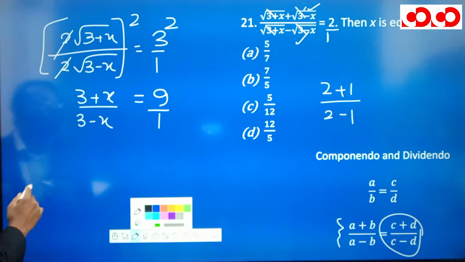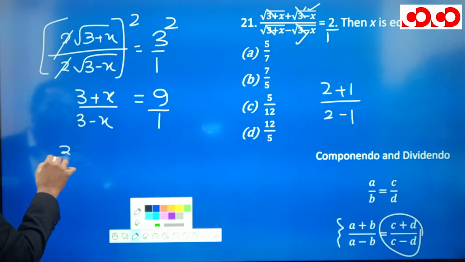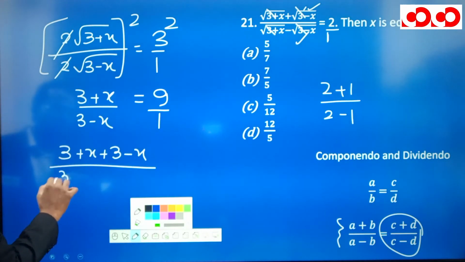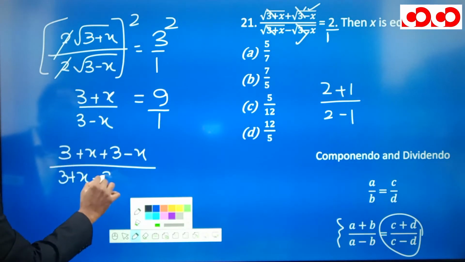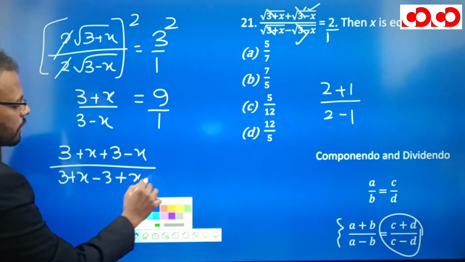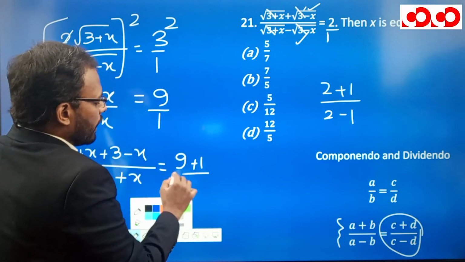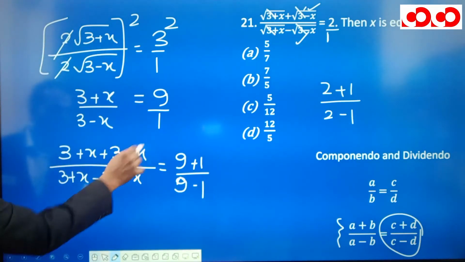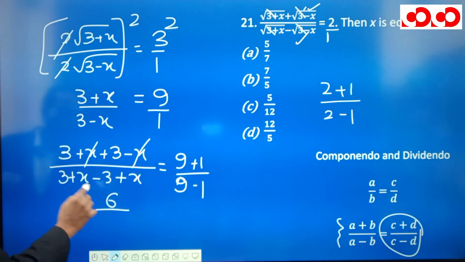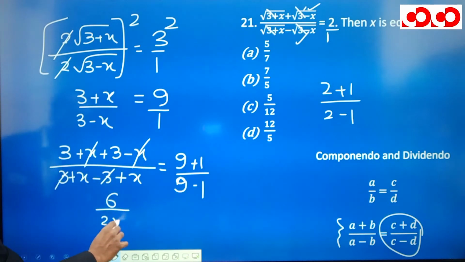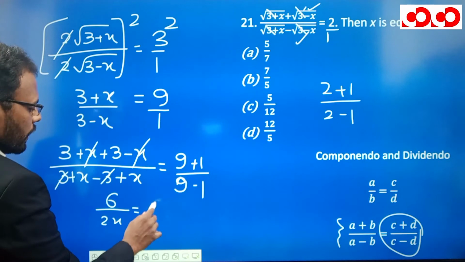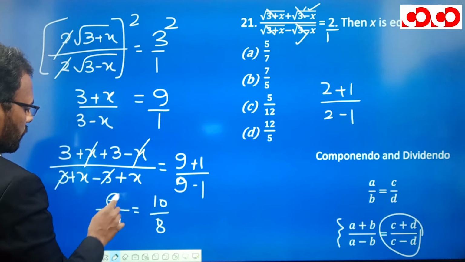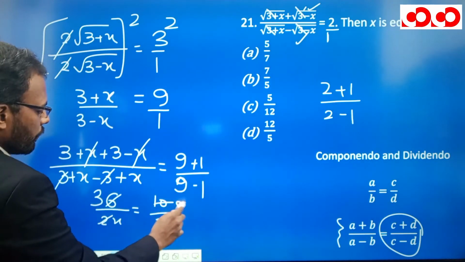Again, let's apply componendo dividendo. When you apply componendo dividendo, you will get 3 plus x plus 3 minus x divided by 3 plus x minus 3, and minus of minus becomes plus x, is equal to 9 plus 1 by 9 minus 1. When I solve it, this minus x gets cancelled, it is 6, and 3 gets cancelled, so 2x is equal to 9 plus 1 is 10, 9 minus 1 is 8. So this will become 3 and this will be 5 by 4.